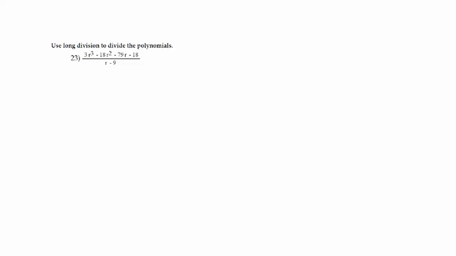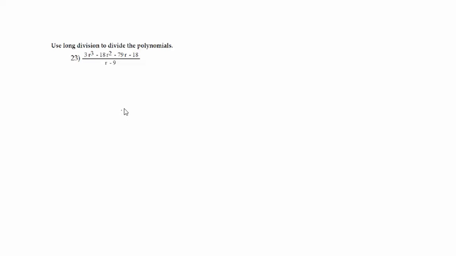In this problem, we're going to do polynomial long division. So we're asked to divide the polynomial 3r cubed minus 18r squared minus 79r minus 18, all divided by r minus 9. So one way to do this problem is something called polynomial long division.